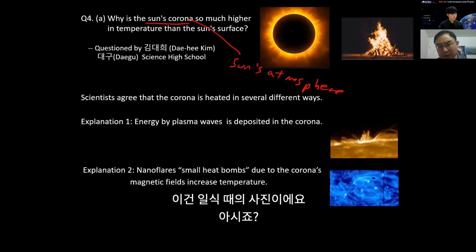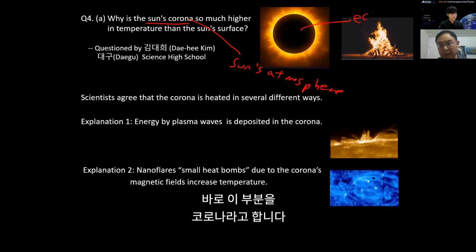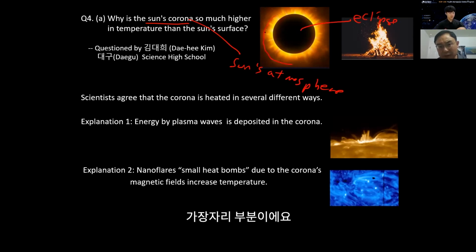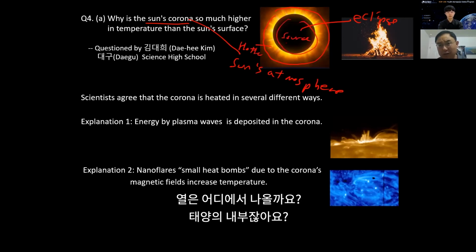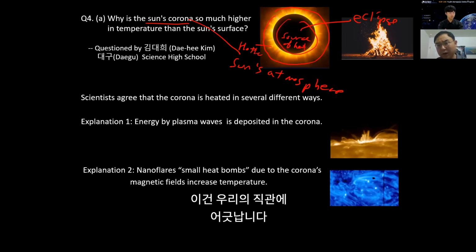See, this is during the eclipse, right? We blocked the sun. This is the corona here, the outer region. Interesting is that this is hotter than the inner part, the source of the heat. The source of the heat is from the sun, right?